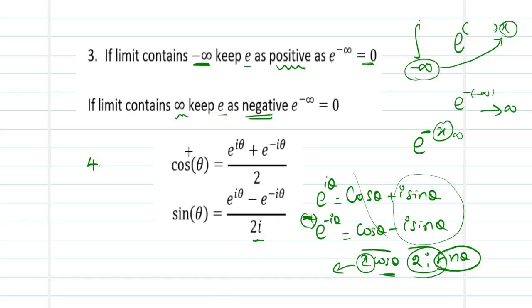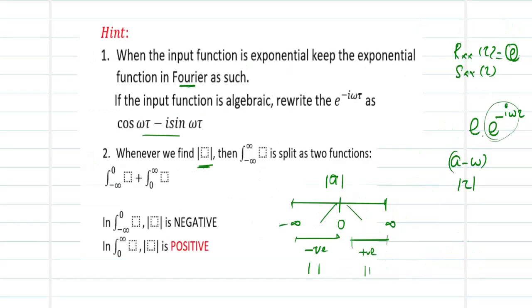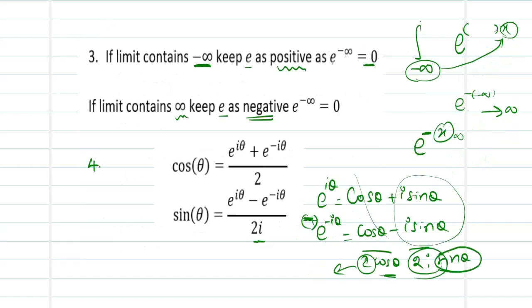So the conversion for cos theta will be e power i theta plus e power minus i theta divided by 2, and the conversion for sin theta will be e power i theta minus e power minus i theta divided by 2i. So we will keep these 4 hints in mind whenever we do problems in power spectral density. These things can make our task a little easy. So we will move on to see how this works with problems.